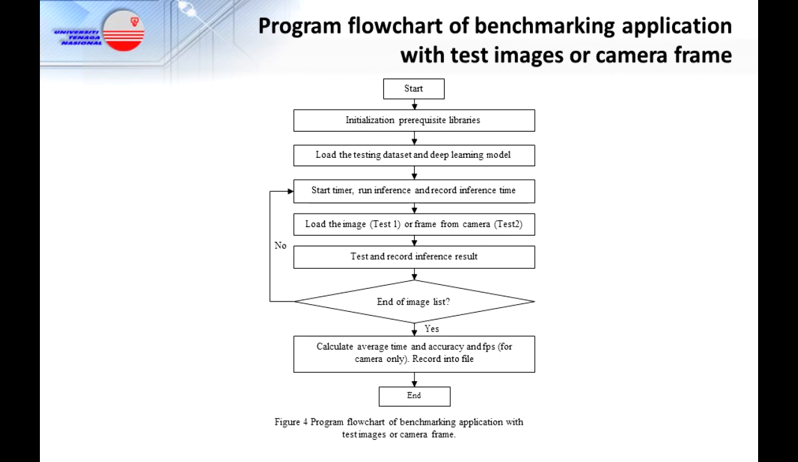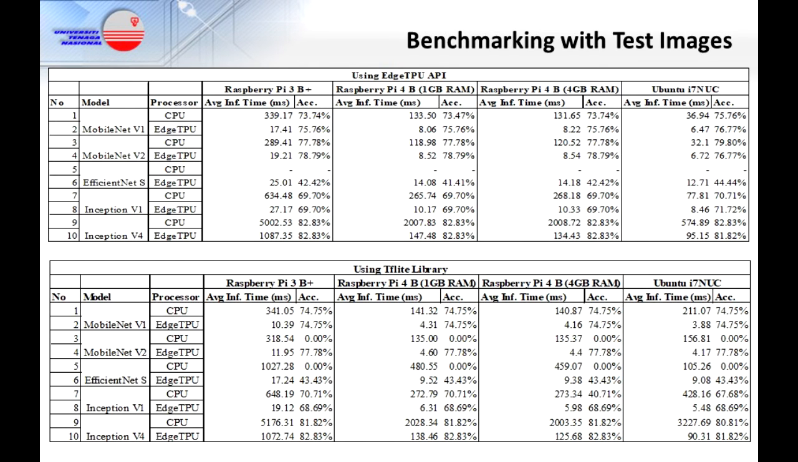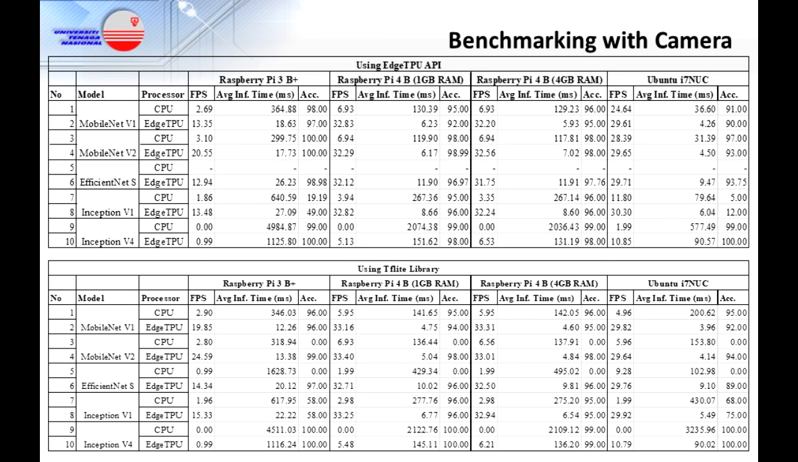This is the program flowchart of the benchmarking application with test image or camera frame. In the end, the average inference time, accuracy, and frames per second (FPS) for camera will be recorded and further discussed. This is the result for benchmarking with test images. By using the Edge TPU API and TensorFlow Lite library, we found that the average inference time is faster if we use the Edge TPU compared with CPU.